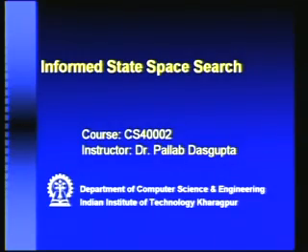Okay, so we will start the section on informed state space search. In informed state space search, slides please. When we talk about state space search, we talk about the search space, which is in the form of a set of states and a set of state transition operators. Now, when we have informed state space search, it means that we have additional information indicating the proximity of the goal from each state.